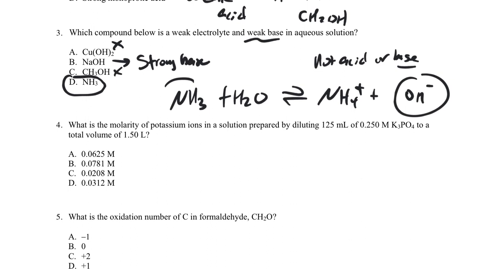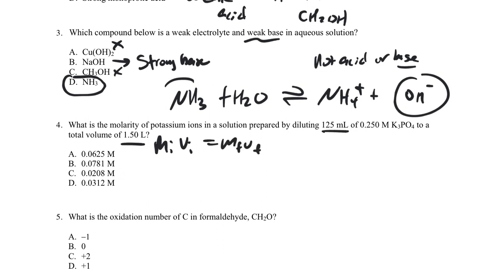What is the molarity of potassium ions in a solution prepared by diluting 125 mL of 0.250 molar K3PO4 to a total volume of 1.5 liters? So we have two different sorts of problems here. One, we have a dilution taking place, where we could use M1V1 equals M2V2, or MiVi equals MfVf. That's one approach.